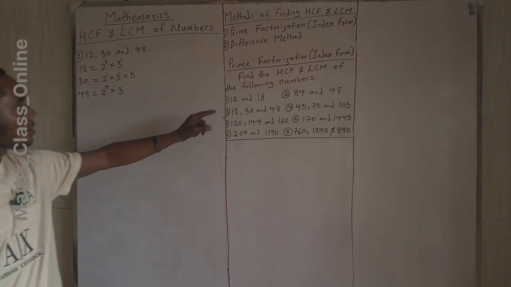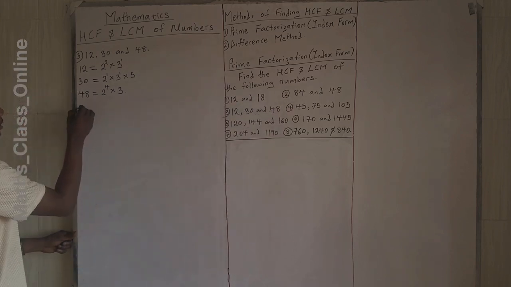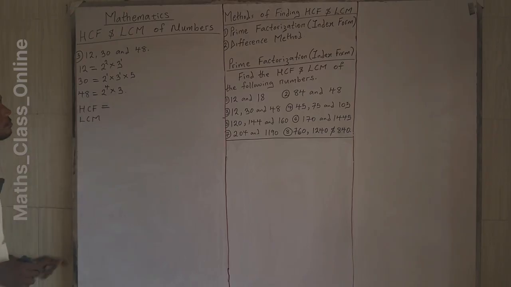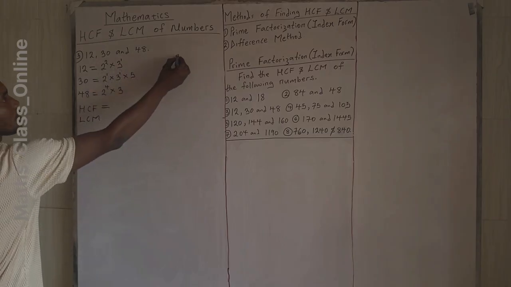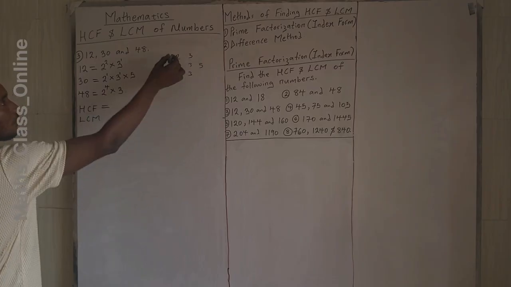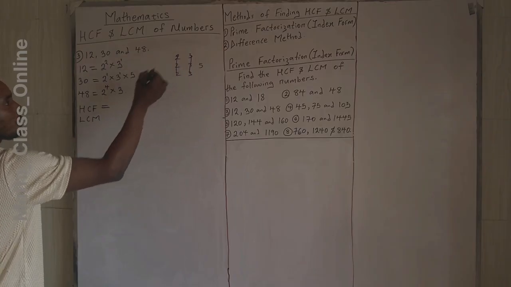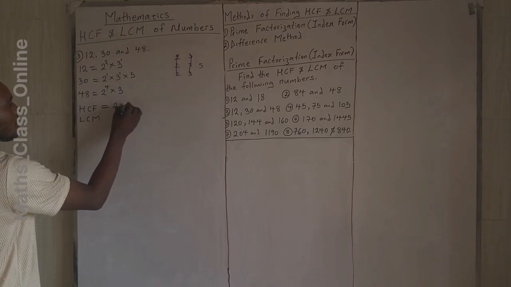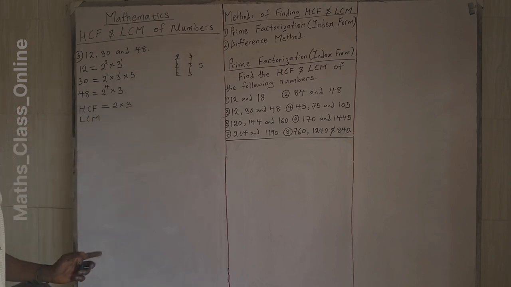We are looking for what? HCF and LCM. If we want to find HCF, that is what? The primes we have here are what? 2, 3, 2, 3, 5, 2, 3. We have 2 here, 2 here, 2 here. We pick 2. 3, 3, 3. We pick 3. That is 2 times 3. 5 is not here. So we are not going to pick 5.